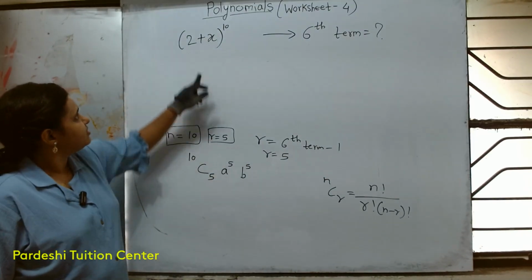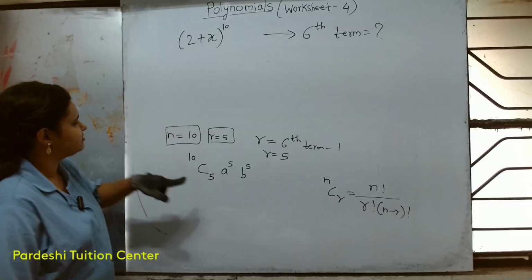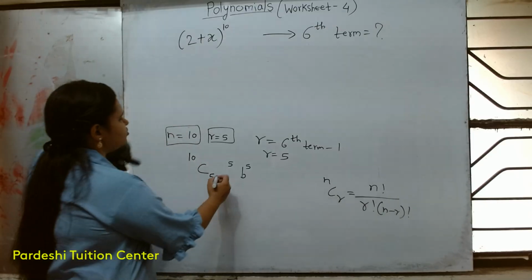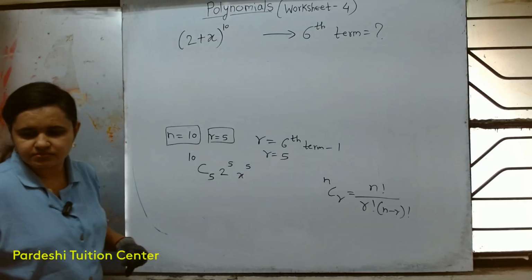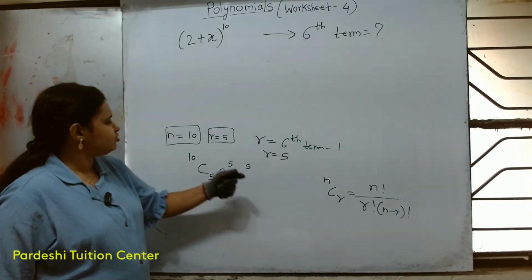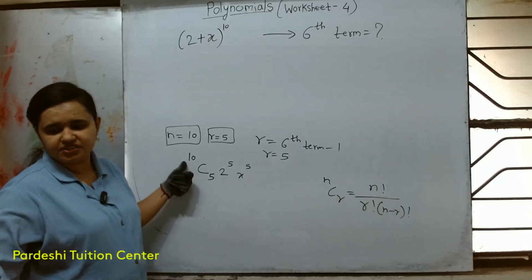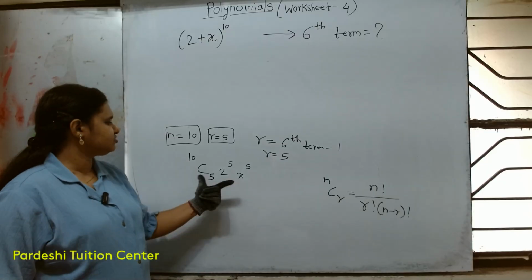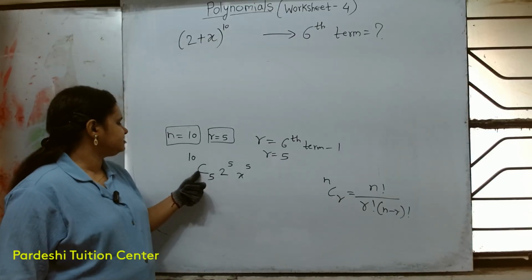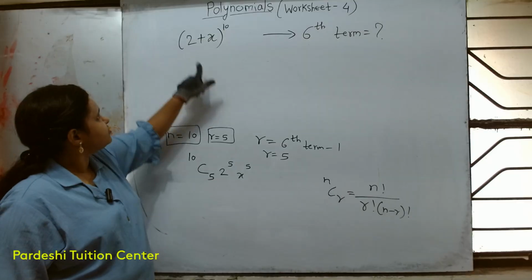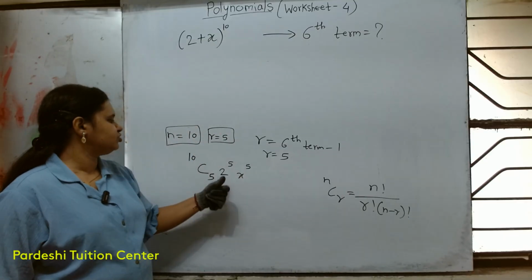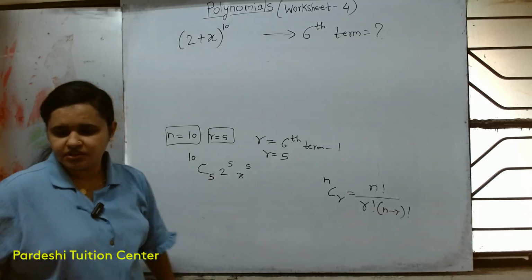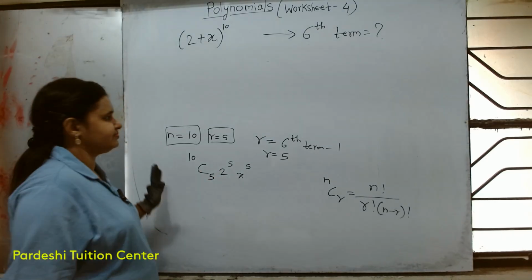Here a and b are, a is 2 and b is x. Okay, according to this formula we have just option is given on the formula, so we have to just solve up to this. It is 10c5, here a is 2 and b is x. So we have taken 10c5, 2 to the power 5, x to the power 5. So the option is second. Okay.